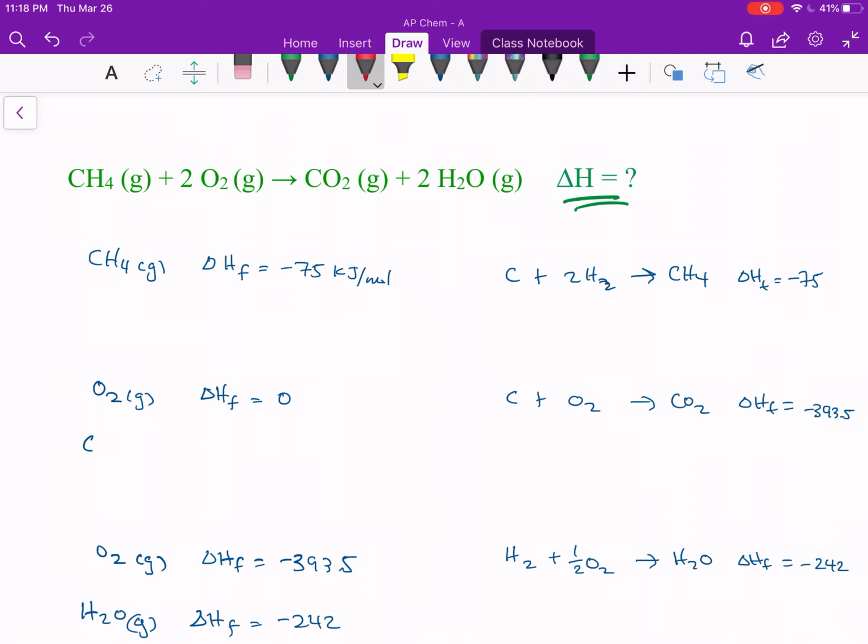So I can say, hey look, my CH4 is a product here, but it's a reactant in the main reaction, so I need to flip this. And so this becomes CH4 going to C plus 2H2, where delta HF is now a positive 75. And I'm like, okay, well, CO2, I don't have to do anything to the CO2.